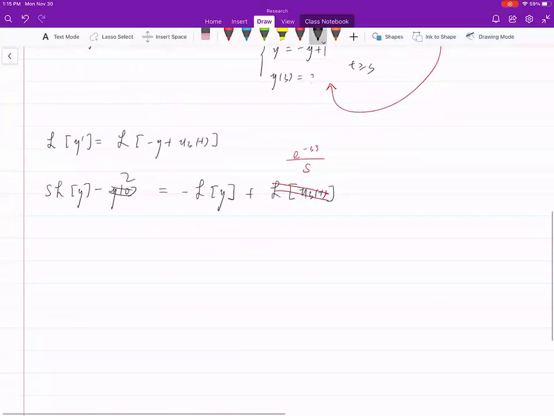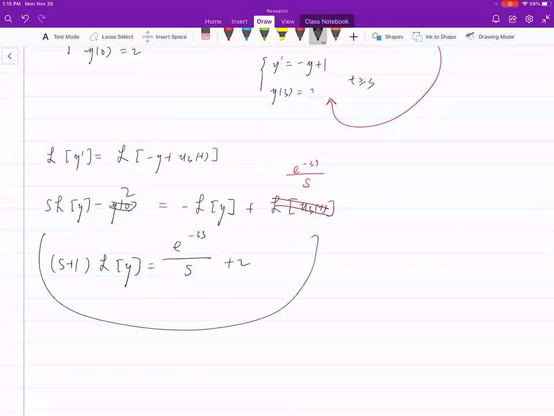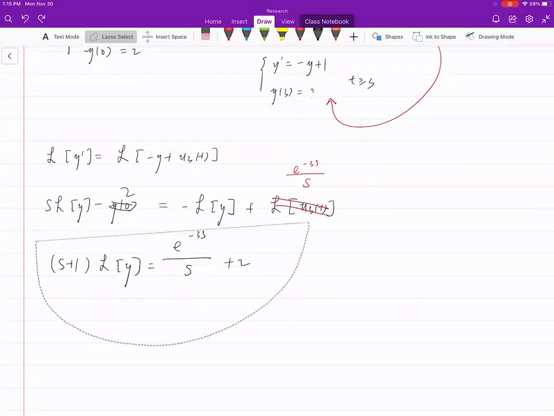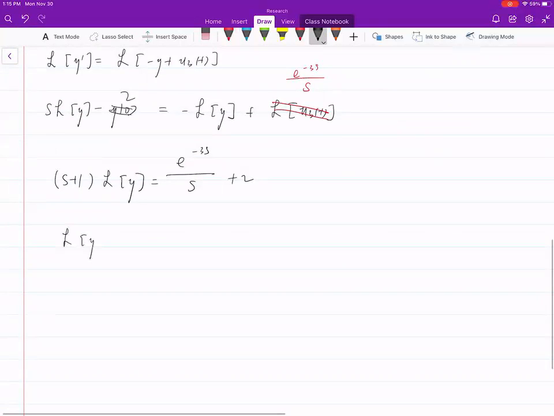Now everything is back to what we have. So we have (s plus 1) Ly equals e to the negative 3s divided by s, plus 2. Therefore, we have Ly equals the whole thing divided by s plus 1. Let's switch the order to take this one first because it's easier.